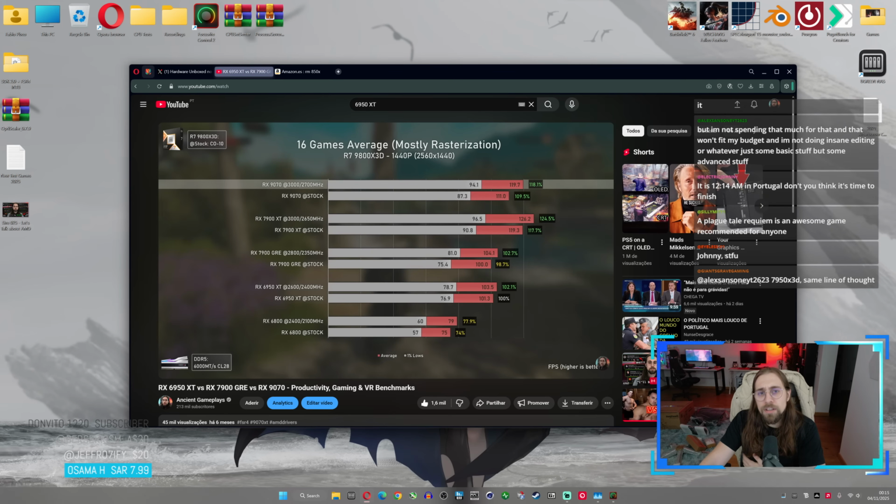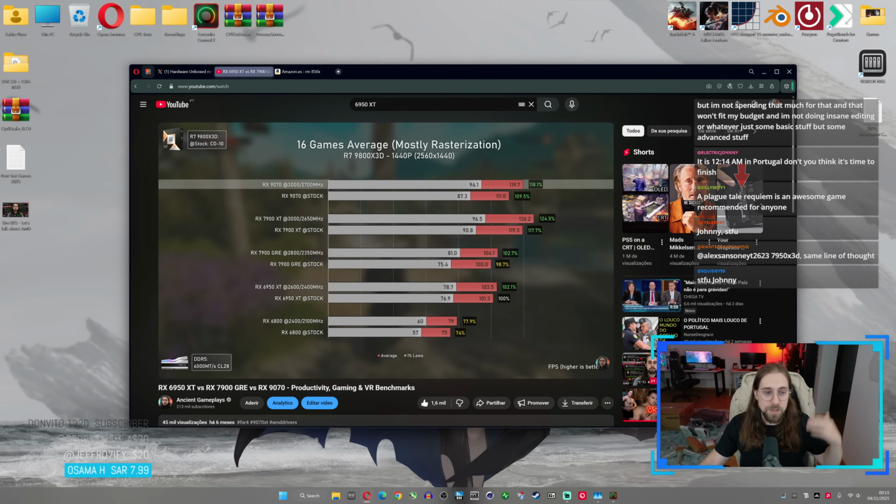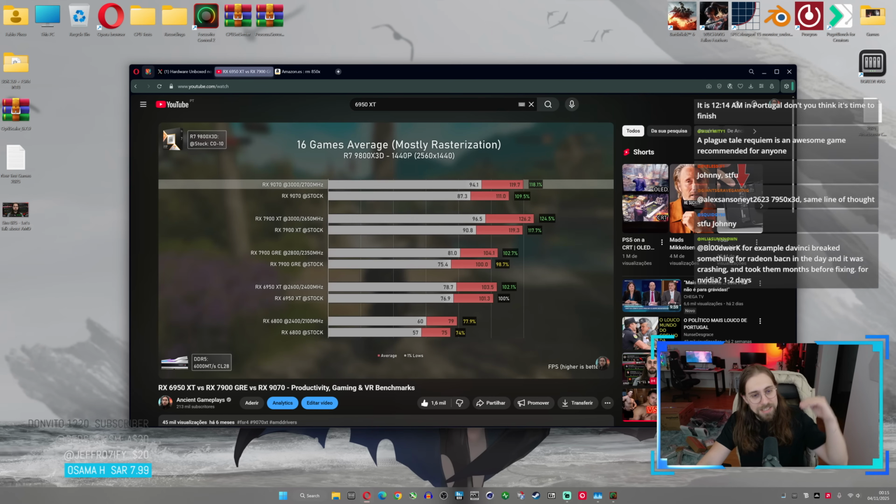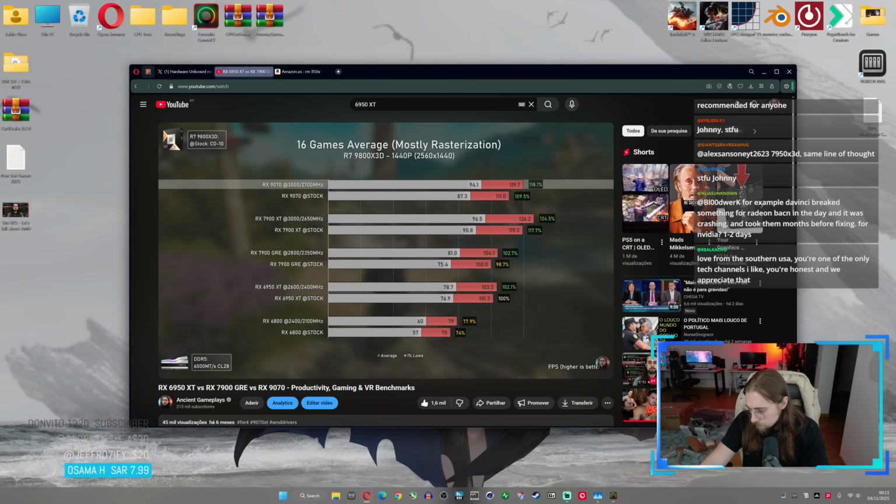I did play Oblivion, the original one, and I did play a bit of this one, but since I don't really have much time to play many games, I kind of choose between the ones that I like the most, and Oblivion is kind of down in the list. I just don't like RPGs that much. A Plague Tale: Requiem is an awesome game, recommended for anyone, definitely.